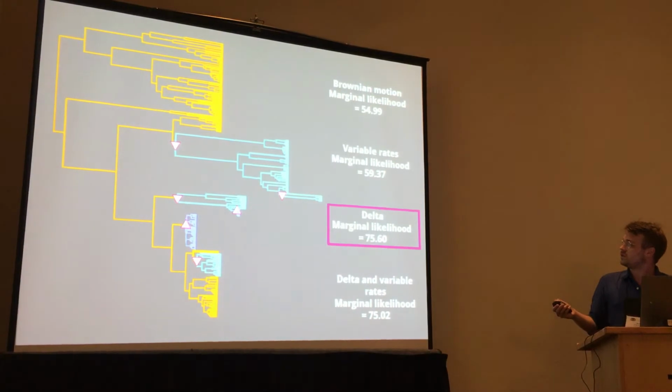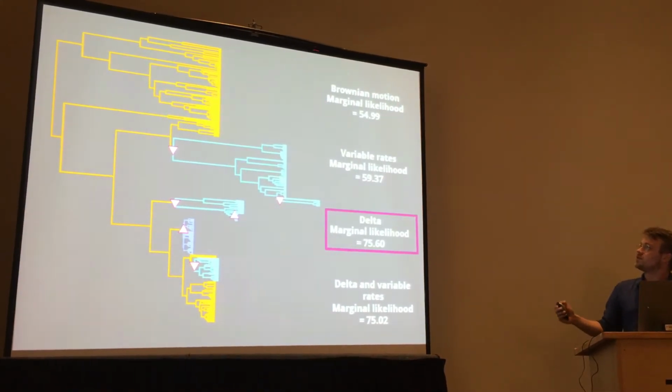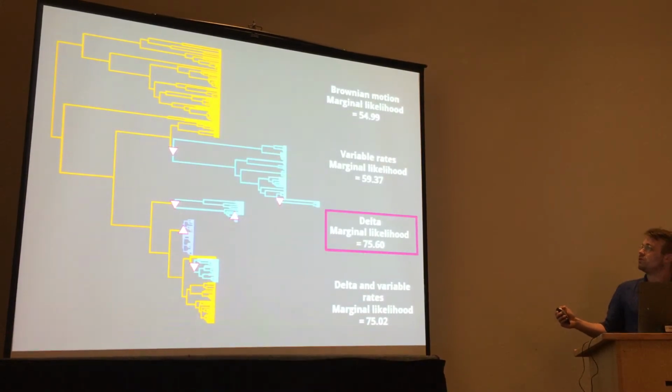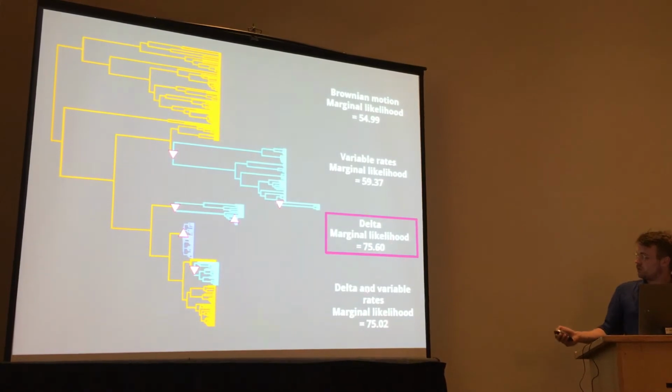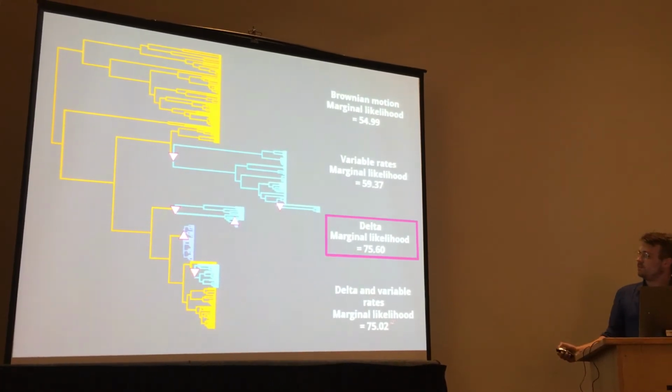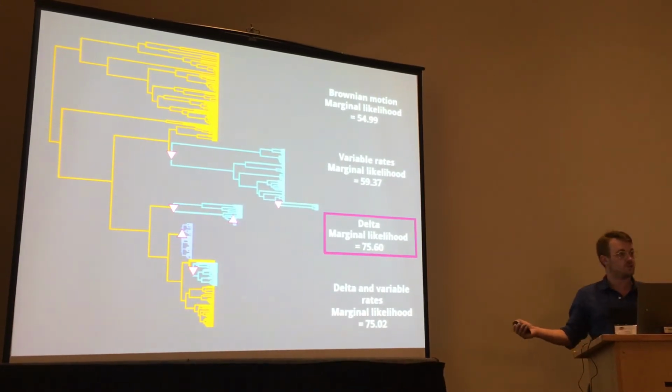So this is what I got. These are marginal likelihoods estimated by a stepping stone sampler for a Brownian motion model, the linear variable rates model, the delta model, and delta and variable rates at the same time. And we find a huge improvement over variable rates Brownian motion when we allow these delta processes to be put into the tree.